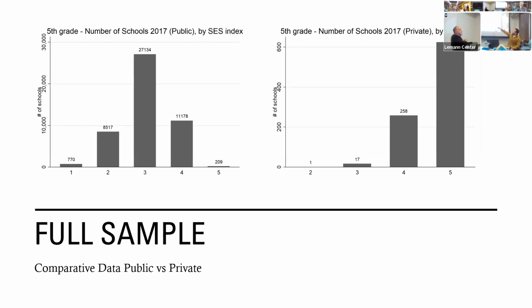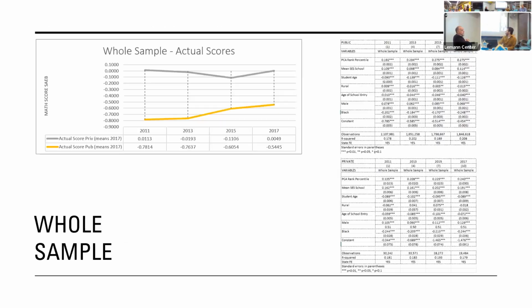Whereas for private, you see a big majority, approximately 75% of schools, are wealthy or better off, right? So if we could reproduce this curve here, what would happen? What would be the results, right? This is the actual scores for the years 2011 to 2017.